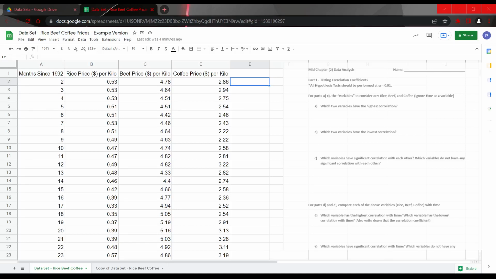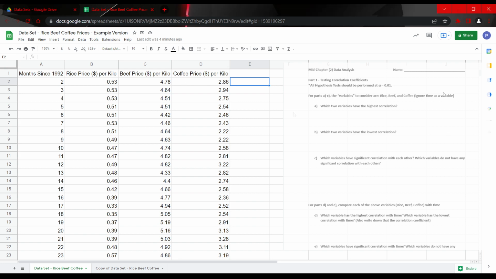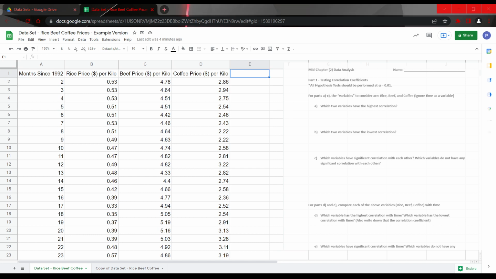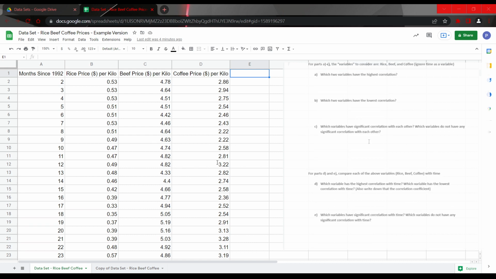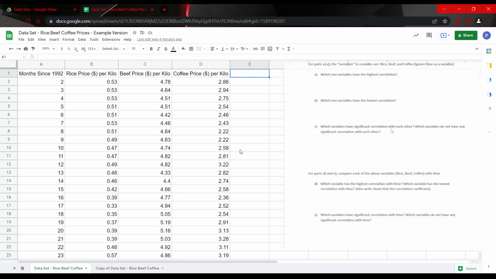Alright guys, so as mentioned, this will be the answer key to the rice, coffee, beans worksheet that I assigned in class today. I'll just go through each of the questions, and if anyone has any questions, they can email me. So the first part is regarding the correlation coefficients and the hypothesis test associated with it.